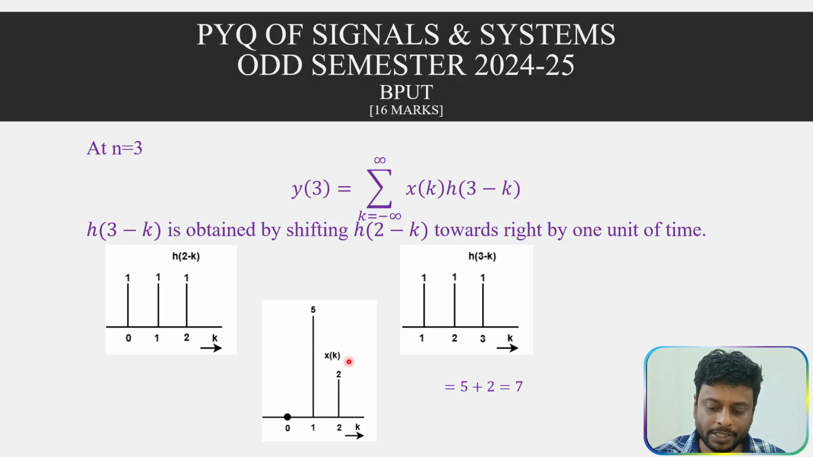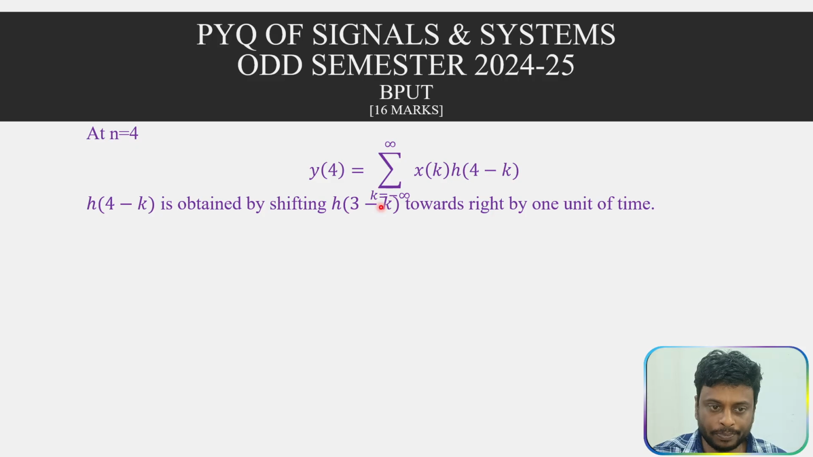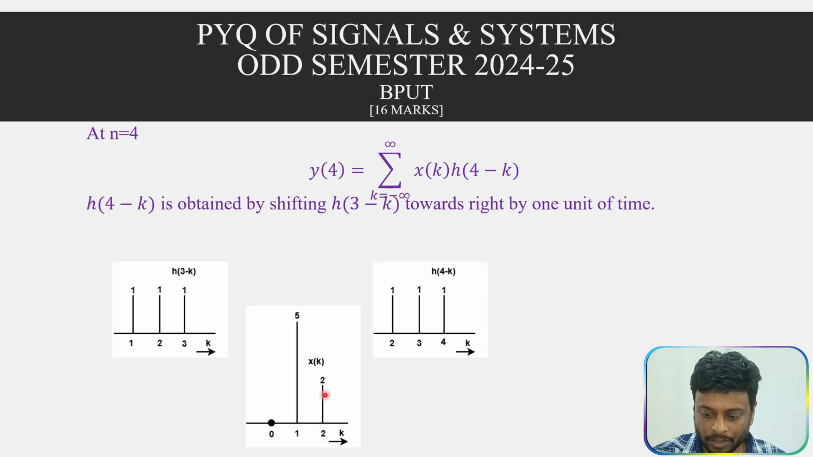Okay. Last thing is n equal to 4. So at n equal to 4, h of 4 minus k is obtained by shifting h of 3 minus k towards the right by 1 unit in time. So that will be 2, 3, 4. Now it will be multiplied with x of k. The common point, you can see, is only 2. So it will be only 2. So we have calculated all 5 values. So y of n is 0, 5, 7, 7 and 2.